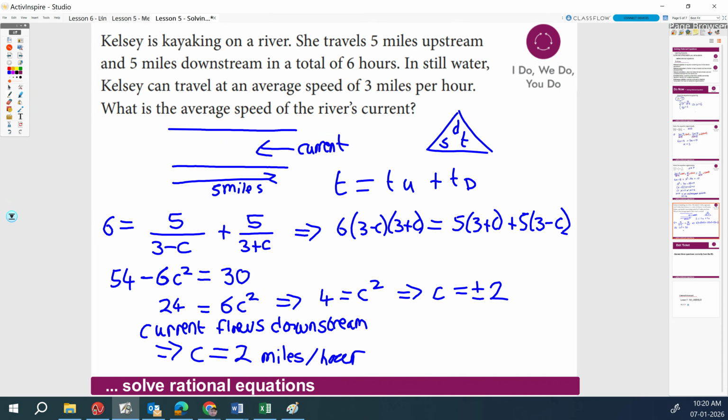Okay, have a go at the IXL activities now, to finish off.